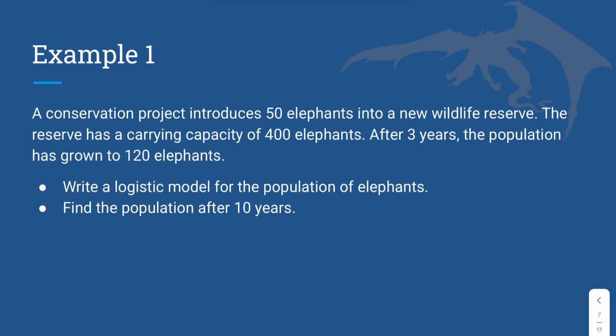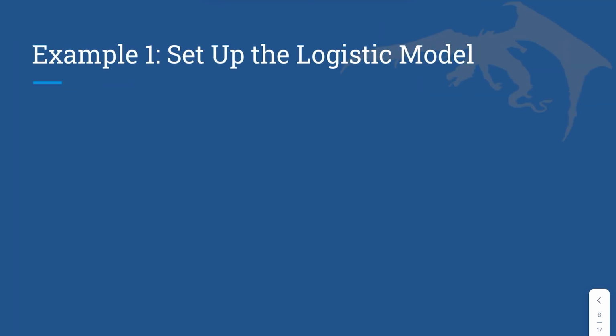Now, in example 1, we're going to start off by modeling the growth of an elephant population. A conservation project introduces 50 elephants into a new wildlife reserve. The reserve has a carrying capacity of 400 elephants. After 3 years, the population has grown to 120 elephants. We will find the logistic model and predict the number of elephants after 10 years. So we're going to first start with setting up the logistic model. Let's go ahead and write our general equation down.